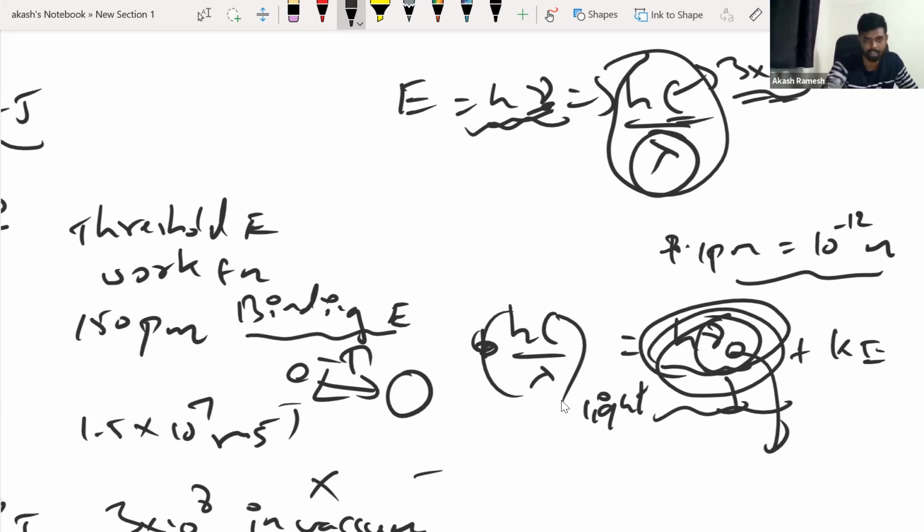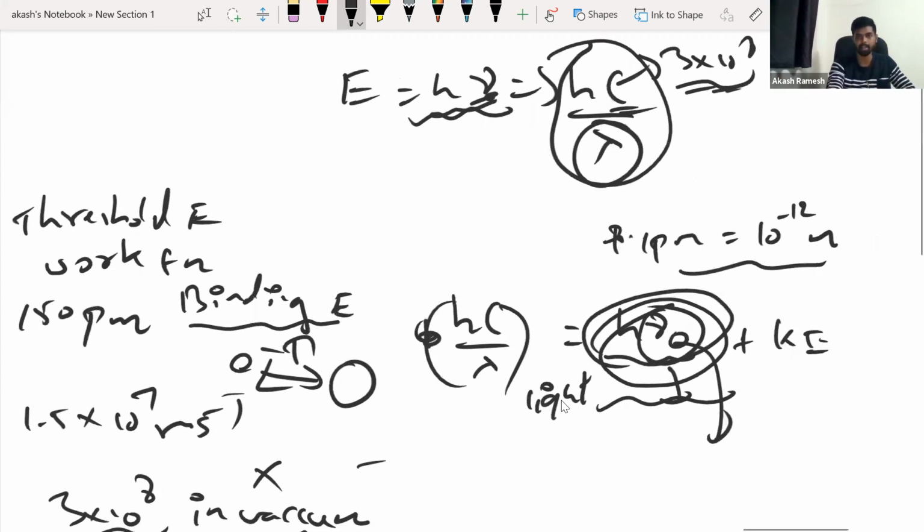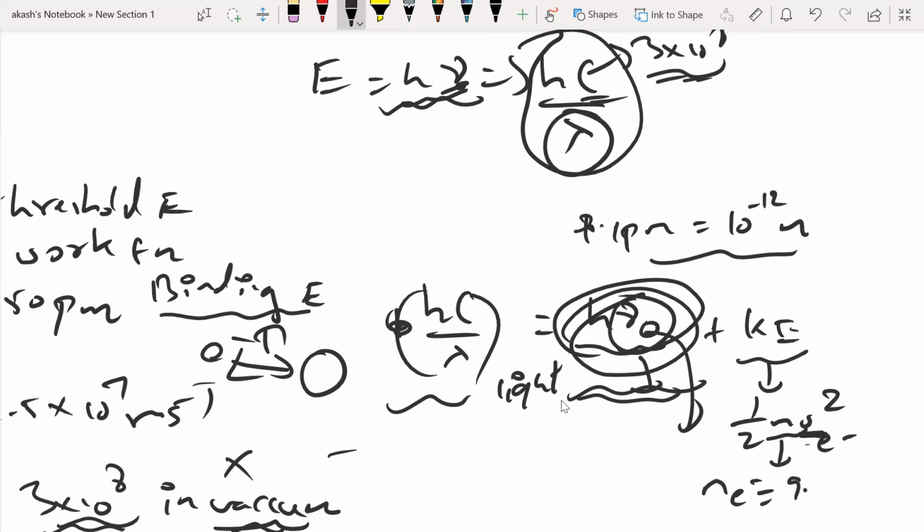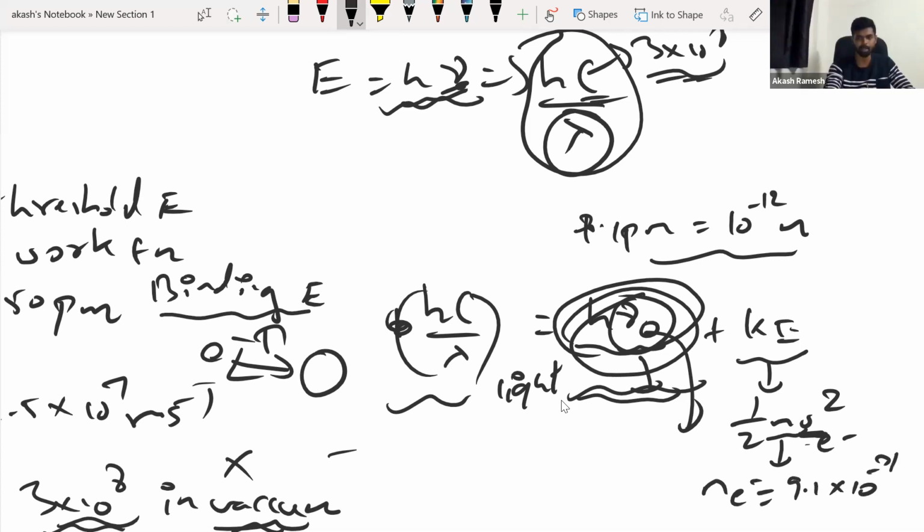One more thing you have to understand here: hc/λ is okay. This entire term is what we need to find. The kinetic energy formula is half mv squared. Now we know the velocity of the ejected electron, the velocity of the electron that is coming out. So what will you substitute for m? I told you that you have to substitute the mass of the electron. Anybody remember the value? The mass of electron is, I think, 9.1 × 10^-31 kg. Let me confirm that.